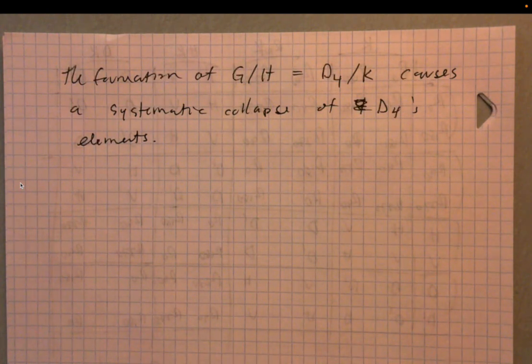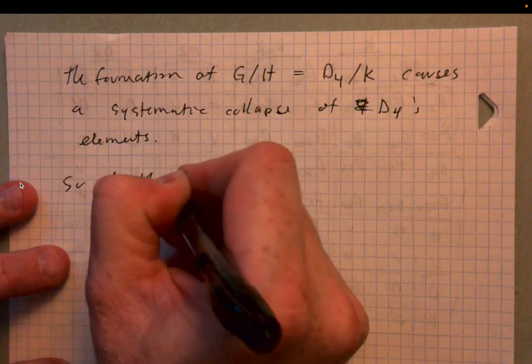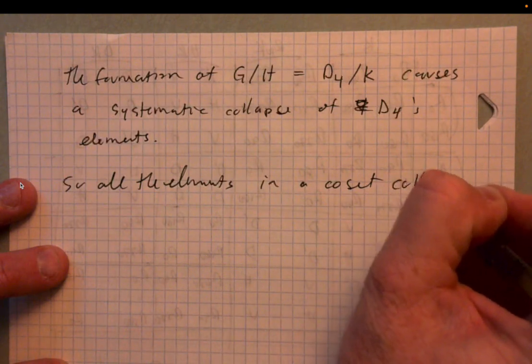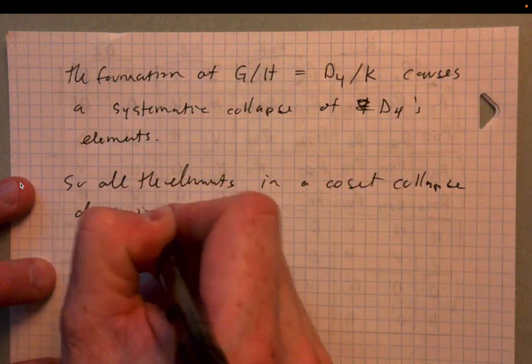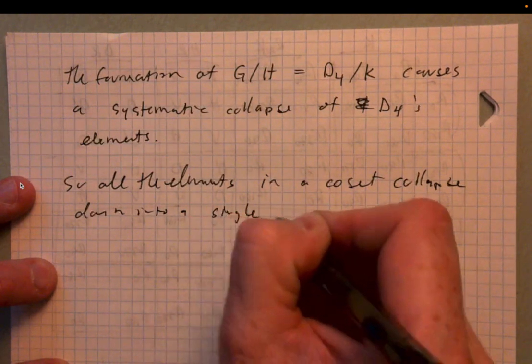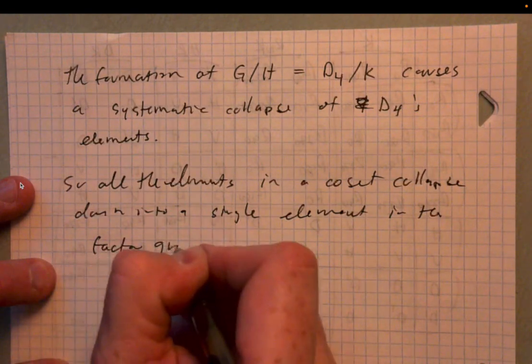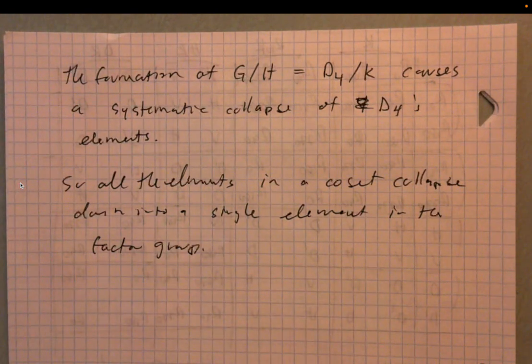Okay. So basically all of the elements in a coset collapse down into a single element in the factor group. That's amazing. Okay, amazing structure. All right, very good.